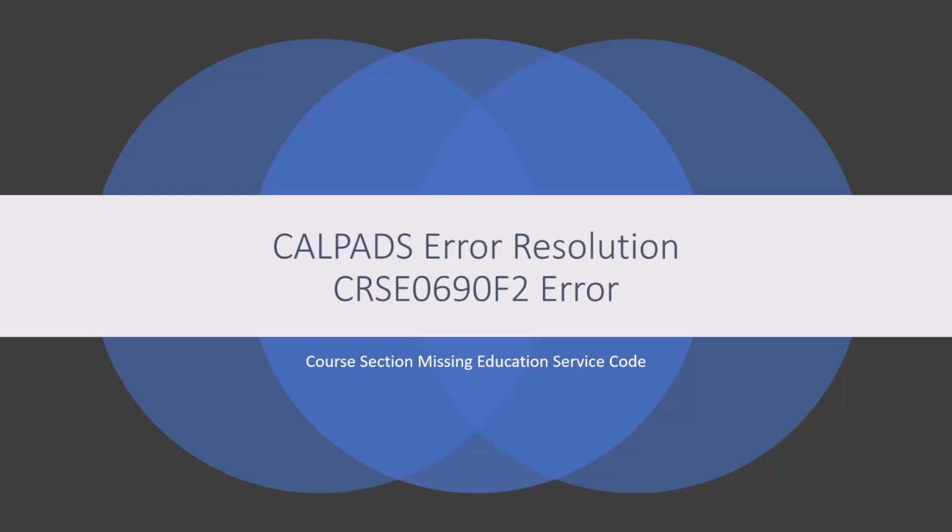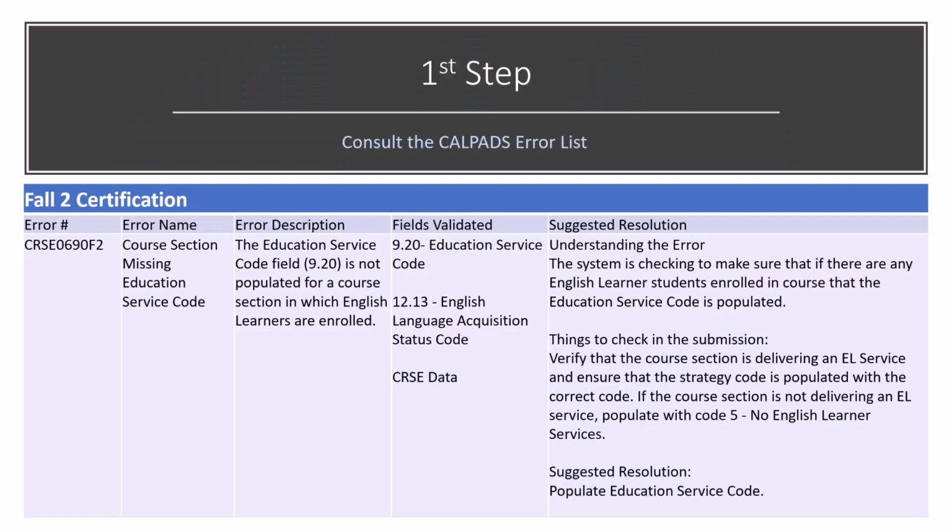CalPADS error resolution, CRSE 0690F2 error, course section missing education service code. So the first step when troubleshooting any error in CalPADS is to always consult the CalPADS error list.